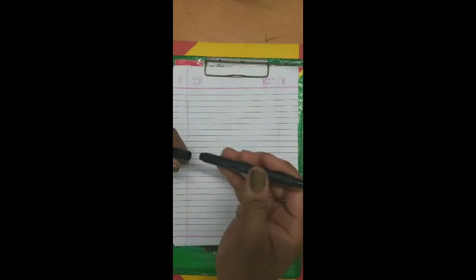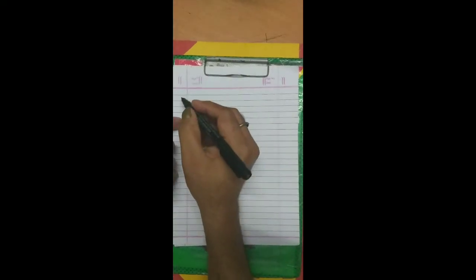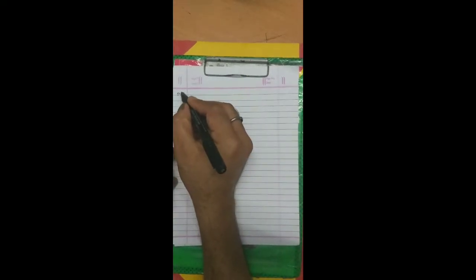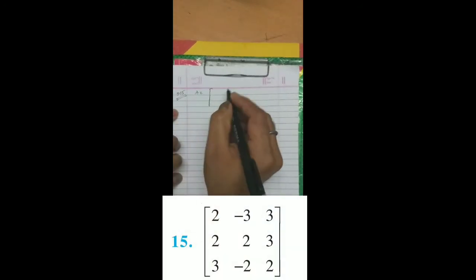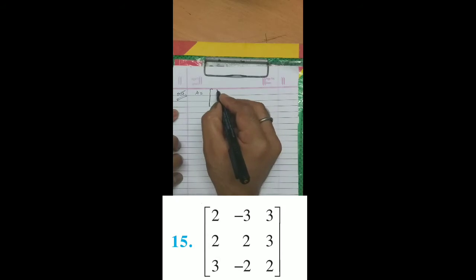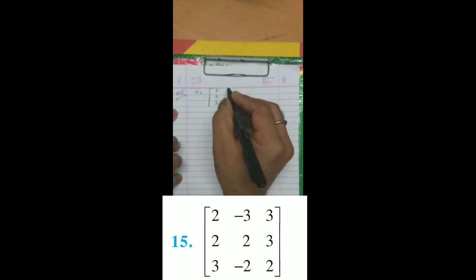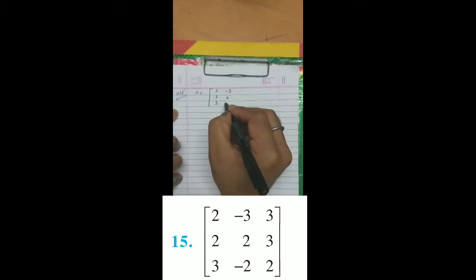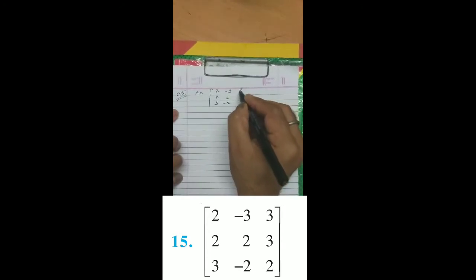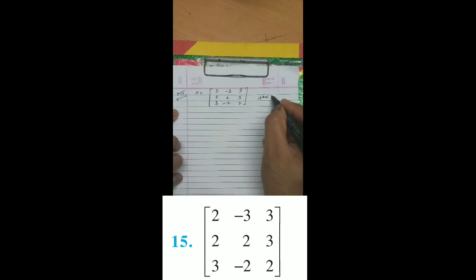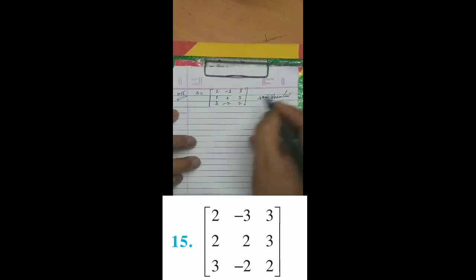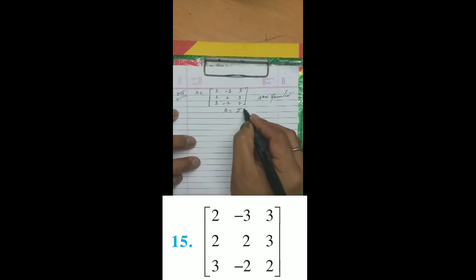Now we take another question, which is of order 3 by 3, that is question number 15. Matrix A is equal to 2 2 3, minus 3 2 minus 2, 3 3 2. For this also we will apply row operations, that is matrix A is equal to identity matrix into A.